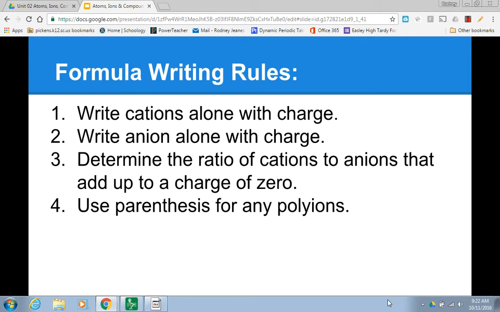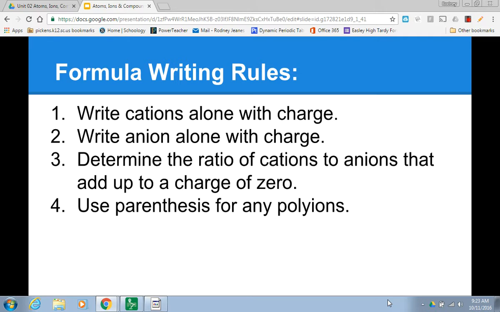All right, and then also your rules for writing formulas. Again, these are the same rules that we wrote down for a regular binary compound, so you can refer back to those, or if you want to, you can jot these down again in this section here. So again, what we're going to do is write cations alone with the charge. That is the symbol, and put the charge with it. We're going to write the anion alone with the charge. If it's a polyion, we're going to write the entire polyion and the charge that goes with that entire thing.